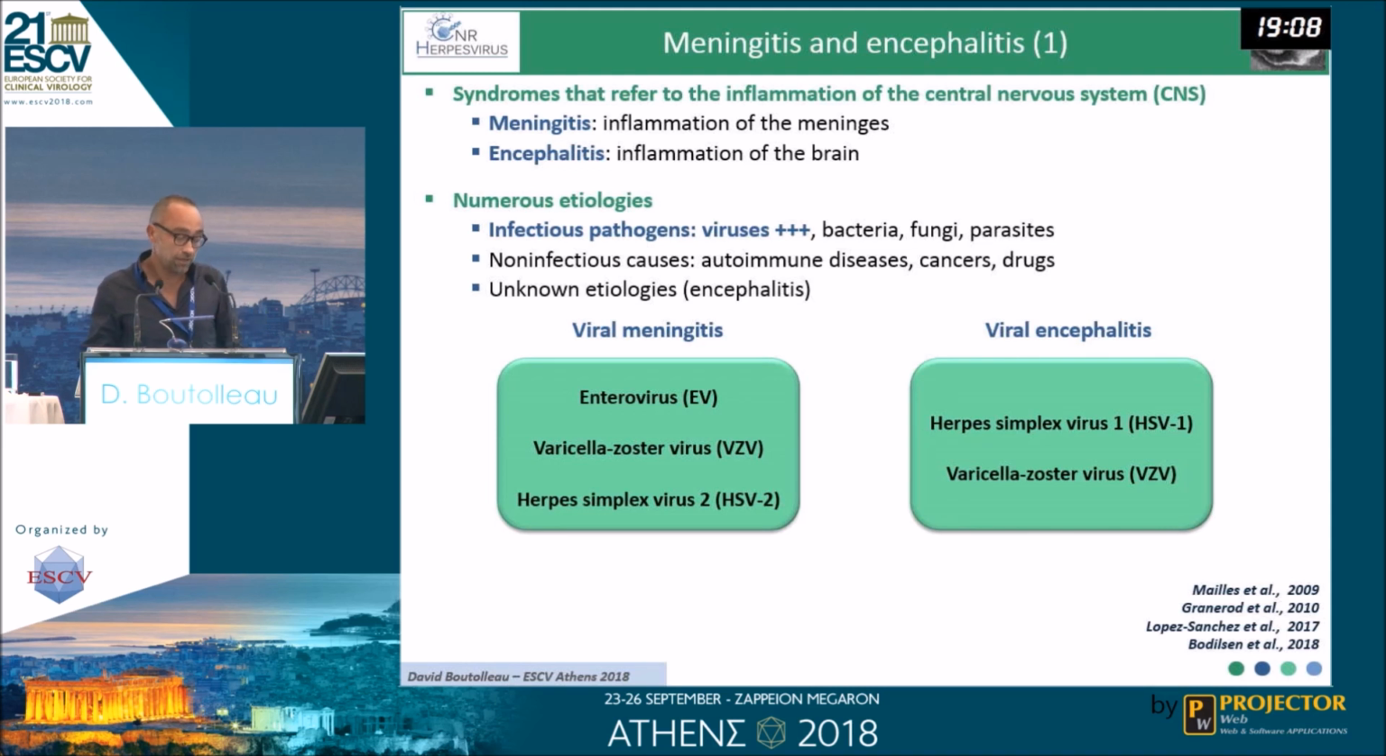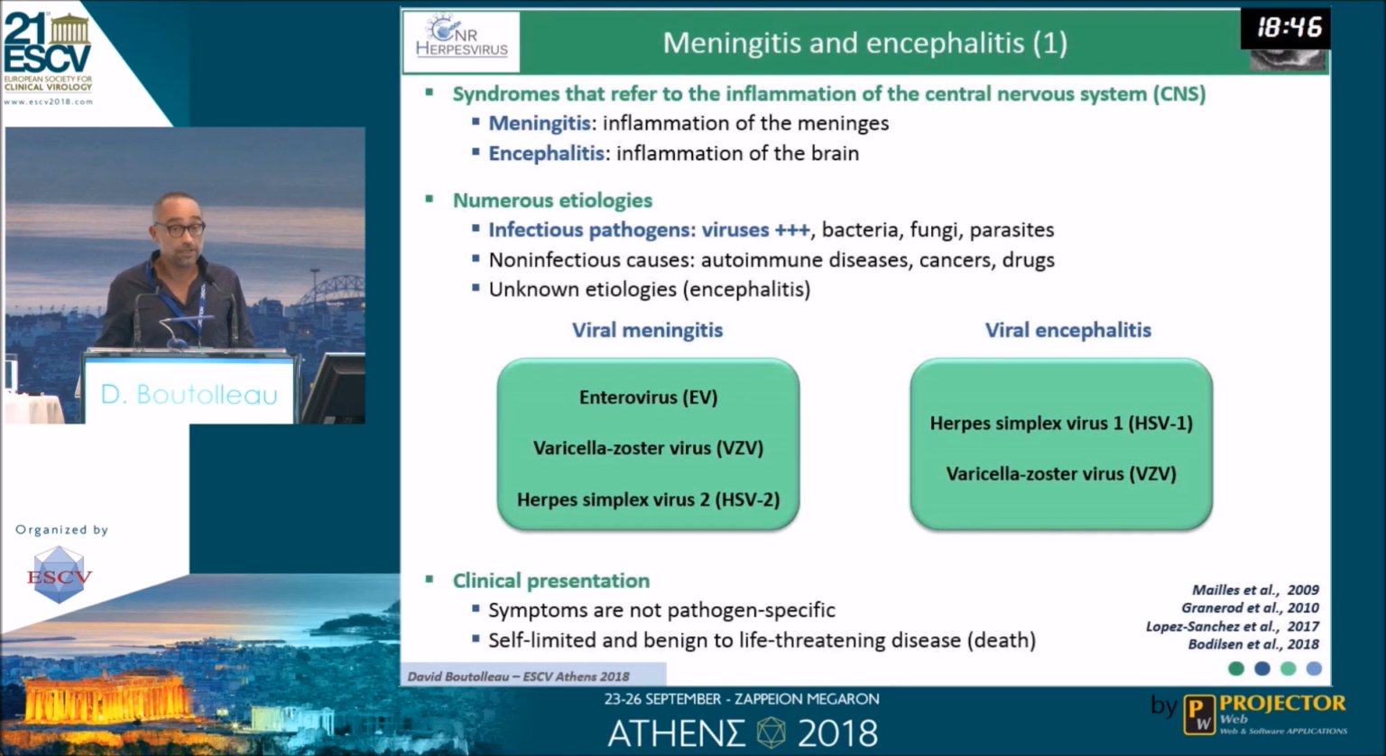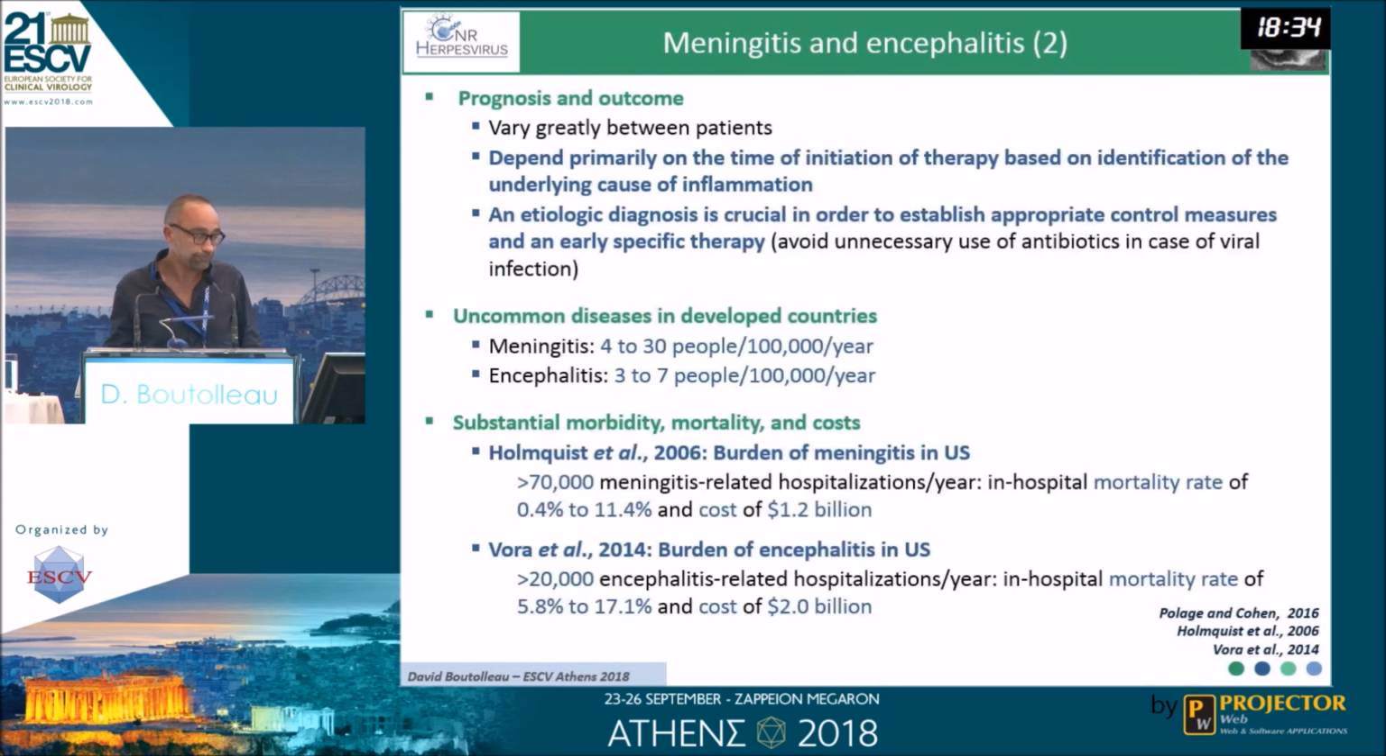According to many studies performed in Europe and the United States, viral meningitis is due, first of all, to enteroviruses, but also varicella zoster virus and Herpes Simplex virus 2. And for viral encephalitis, the first one, as previously said, is Herpes Simplex virus 1, and then varicella zoster virus. Regarding the clinical presentation, the symptoms are not pathogen-specific, and the presentation may range from self-limited and benign disease to life-threatening disease and even death.